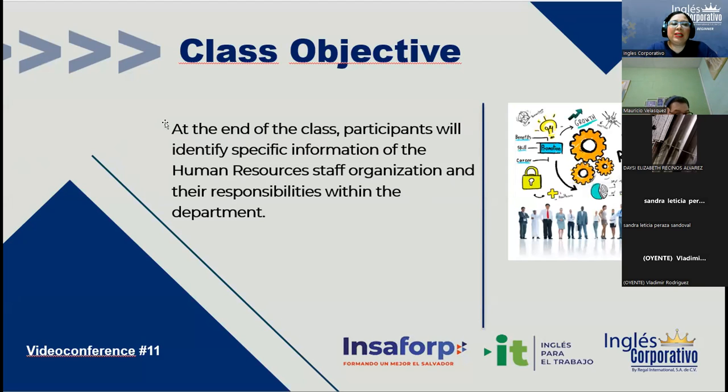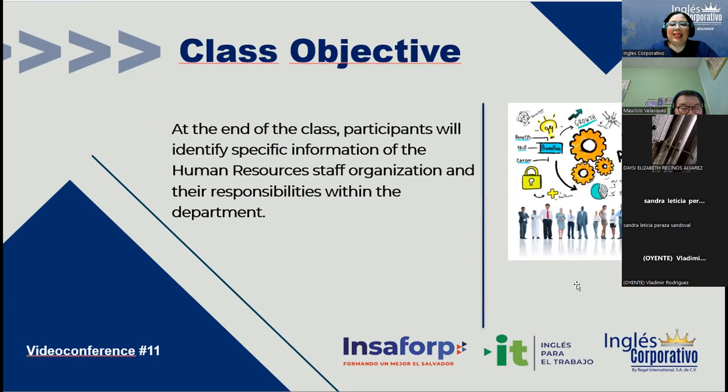Okay, who wants to read the class objective? Mauricio, do you want to read it? Okay, no problem. Okay, please. At the end of the class, participants will identify the specific information of human resource staff, organization, and their responsibilities within the department. All right, thank you very much.